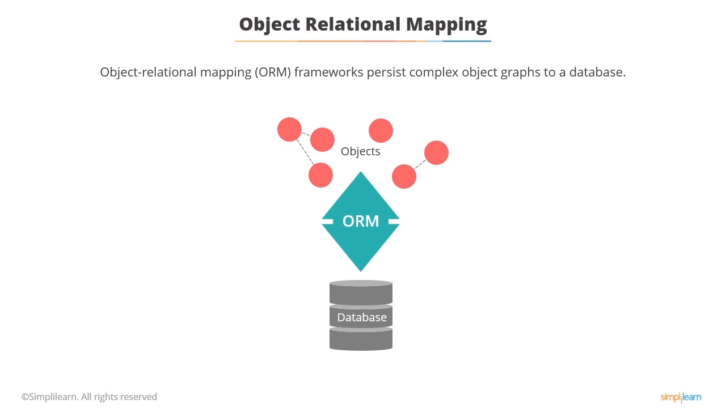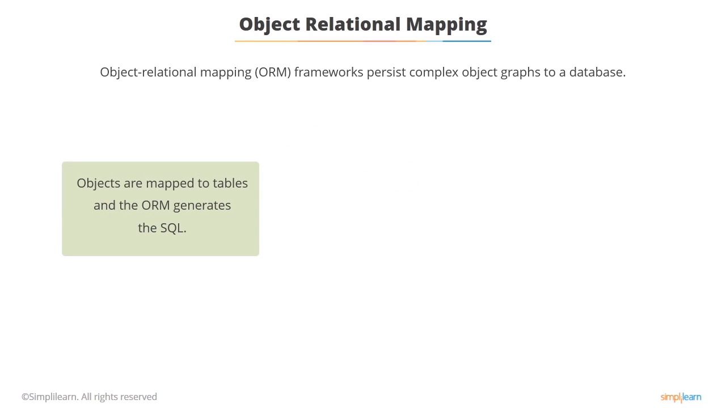And we need to persist the objects, all of the objects, into a database. So first of all, we're going to map the objects onto tables, and then we're going to have to query the tables. The object relational mapping software does that mapping and generates the SQL, so you don't need to know the SQL. You just work with the mapping and it'll just do everything for you.